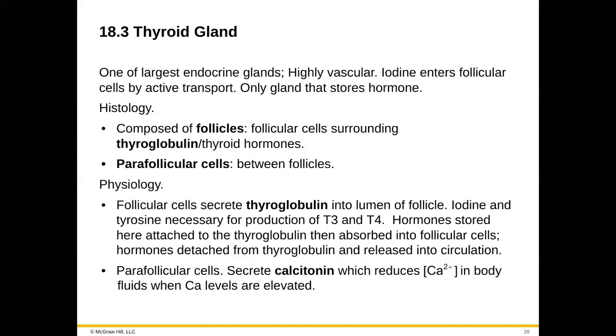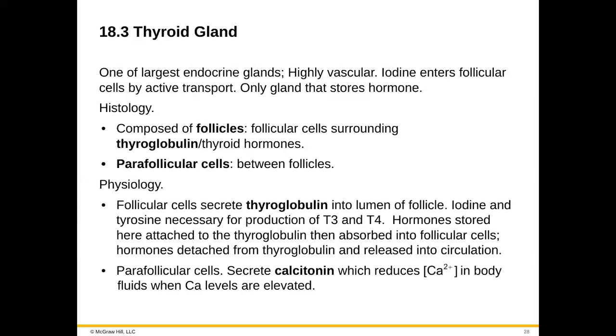This is 18.3, and we're going to talk about the thyroid gland. We briefly talked about some functions of the thyroid gland previously, but we're really going to dive into its anatomy and its physiology in this video. So, the thyroid gland, this is one of the largest endocrine glands.